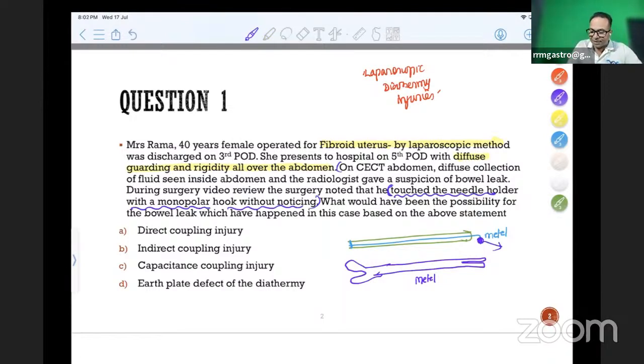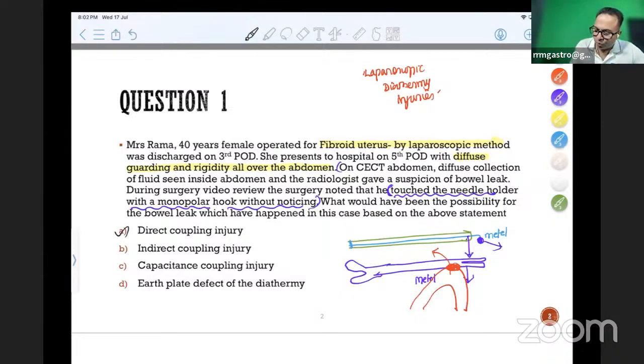By chance, if I am accidentally touching this hook over the needle holder, which is metal, it will transfer current to any bowel lying nearby, and we will not recognize it. And this bowel gets burnt, and it goes for a leak after a few days. So this injury is called what? There are 2 injuries given in New Bailey. One injury is this. What is this injury? Please answer the question. Yes, excellent, Dr. Sharp. It is direct coupling injury. That is correct.